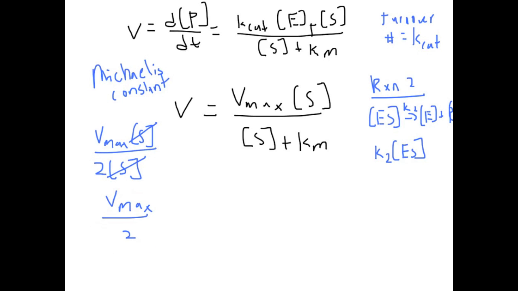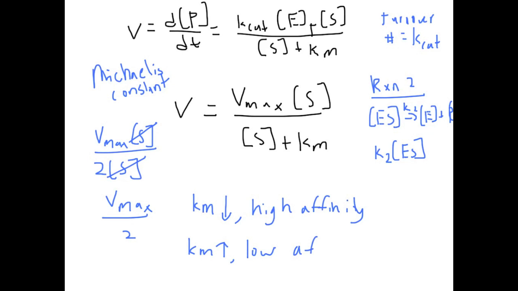Km also tells us about the affinity of the enzyme for its substrate. If Km is low, meaning a small amount of substrate is needed to reach half the maximum velocity, then the enzyme has a high affinity for its substrate. If Km is high, then a lot of S is needed to reach half of maximum velocity, and the enzyme has a low affinity for its substrate.